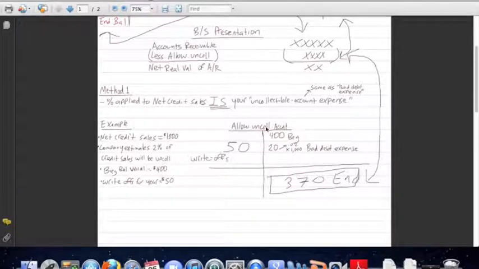So we'll construct a T account. We have a beginning balance, 400. We have write-offs of 50, and then because we're using the percentage of net credit sales, the 2% times 1,000, which is 20, is our bad debt expense. So that's going to go here. 400 plus 20 minus 50 equals 370. That's your ending balance in allowance for uncollectible accounts. This is a number that goes all the way up here on the balance sheet. This right here appears in the income statement. Alright, so, next page.